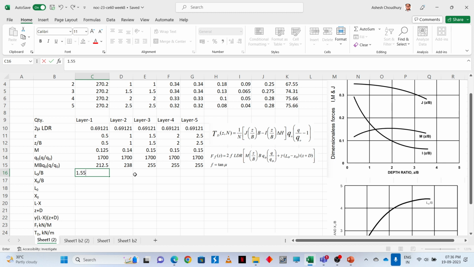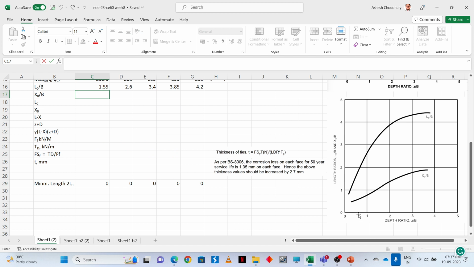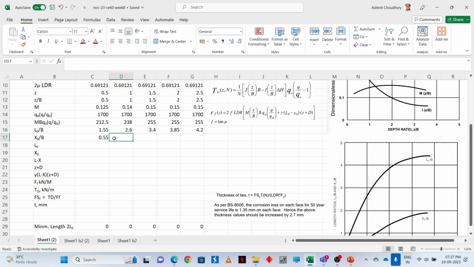L naught by B is 1.55, then 2.6, 3.4, 3.5, 4.2. Okay, and X naught by B from here for 0.5 it's approximately 0.55, like that. 0.5, 0.8, 1.1, 1.4, and 1.65. So you got this.